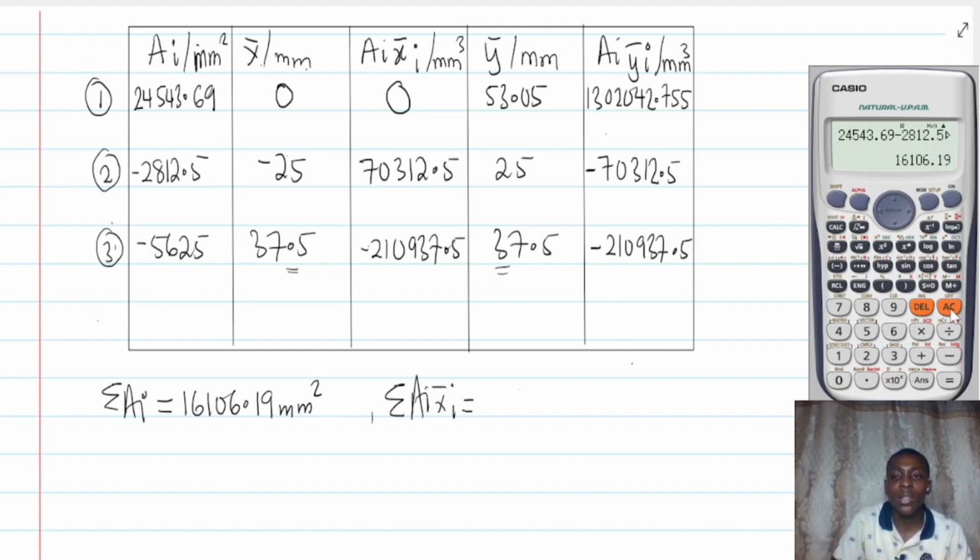Then I have summation A_i x bar_i. What is it going to be? So 70312.5 minus 210937.5. That is what? Minus 140625.